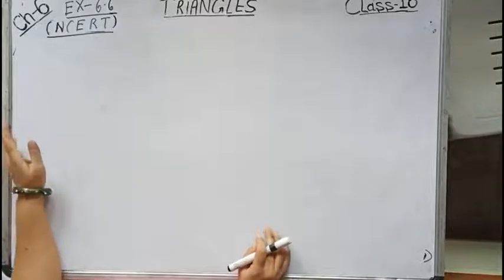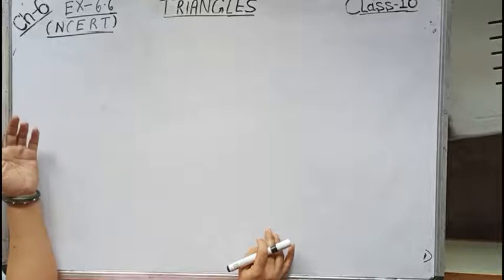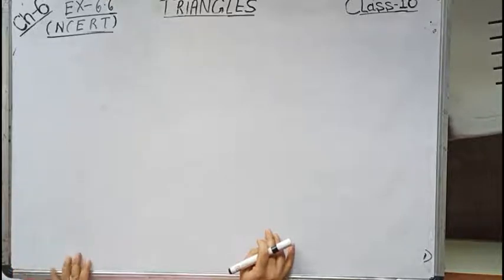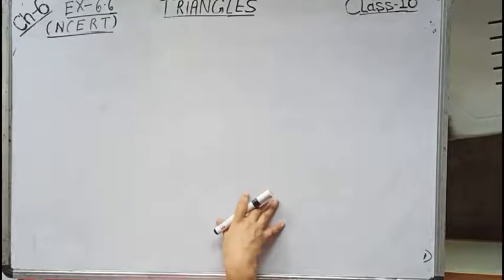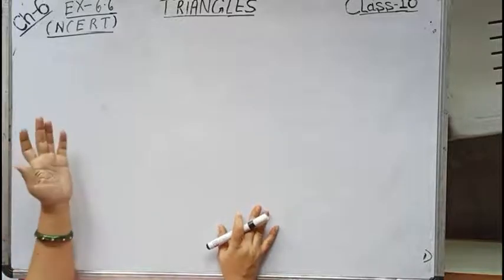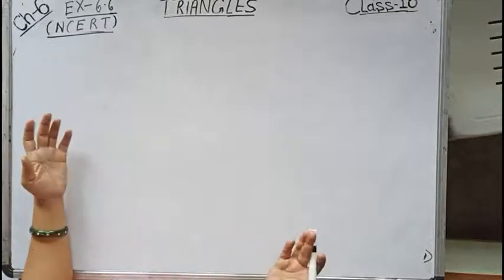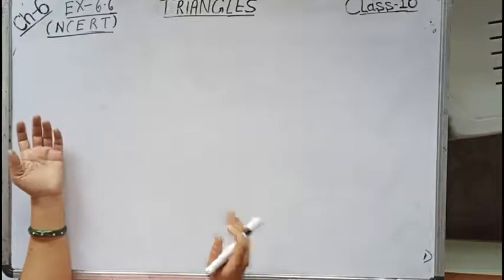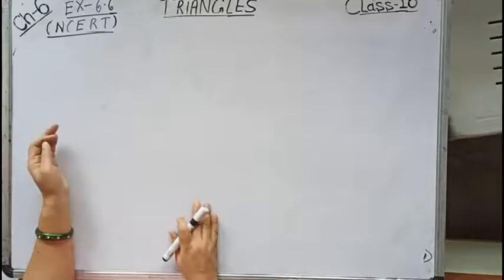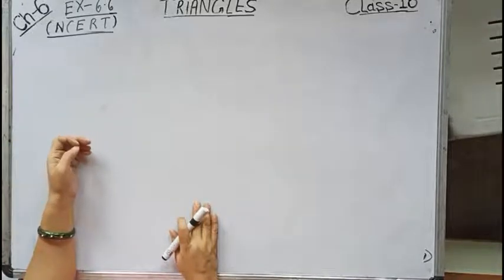Hello students, let us start the optional exercise of the chapter Triangles, that is exercise number 6.6. Now at the end of the optional exercise you can see with a star mark it is written that these exercises are not from the examination point of view. But don't consider this, children, because it may be written over here, but the same sums are given in almost all the side books, and we have seen that a few questions from this exercise used to come in the board examination as well.